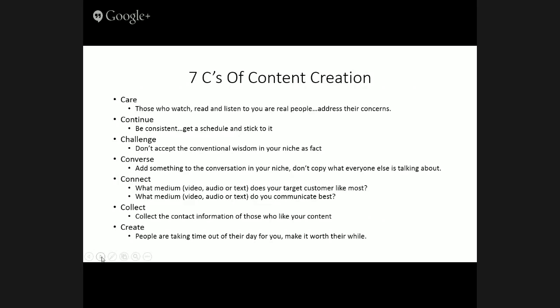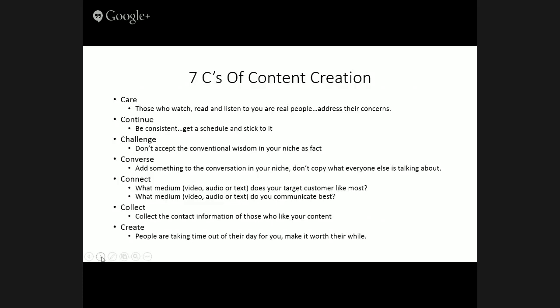Connect, right? In other words, if nobody in your target market is watching video, then don't do it. Don't spend your time there. Spend your time where your target market is, and then secondarily, if you have a choice, try to communicate where you're good at and where your customer likes most.